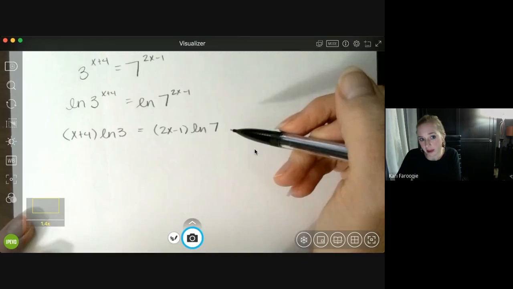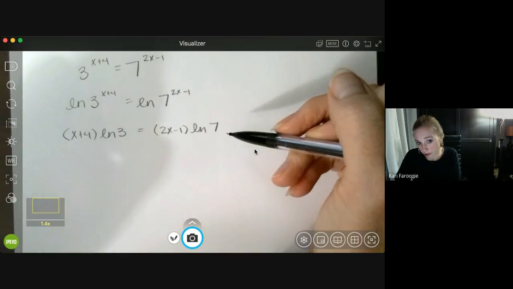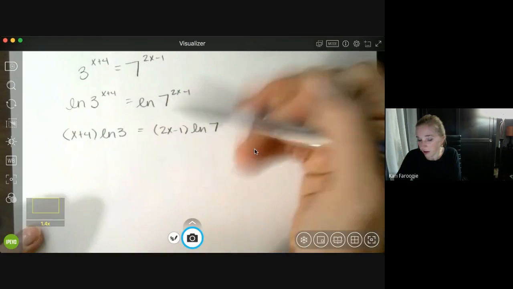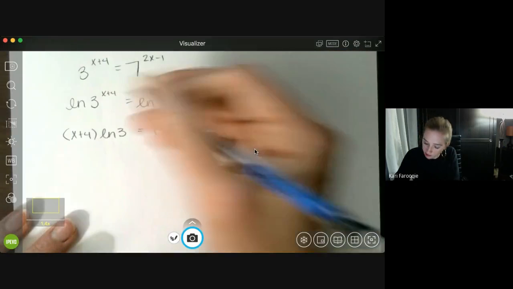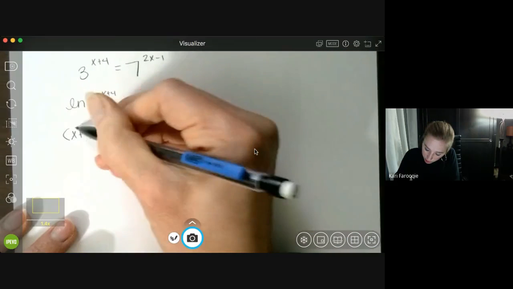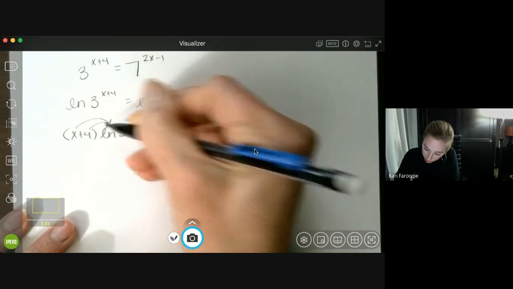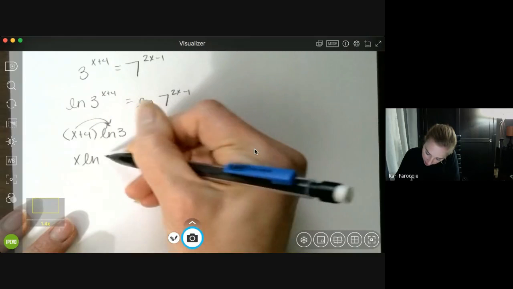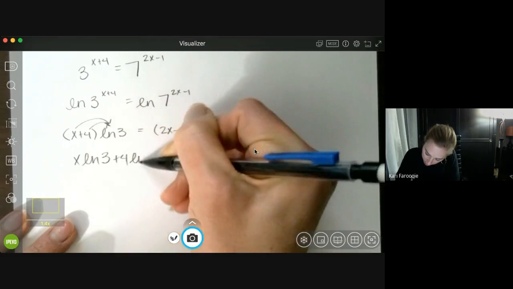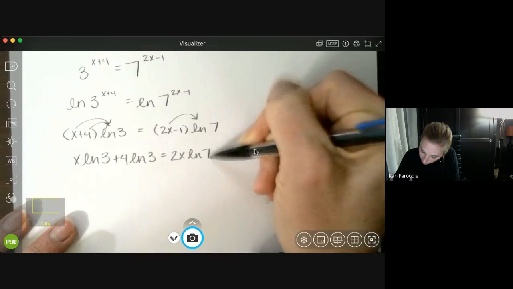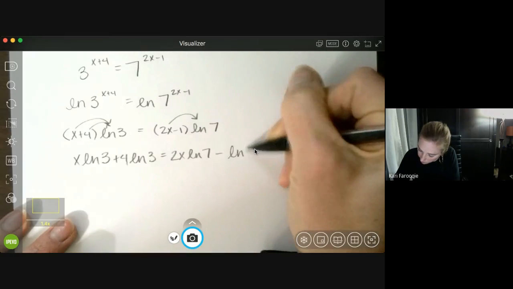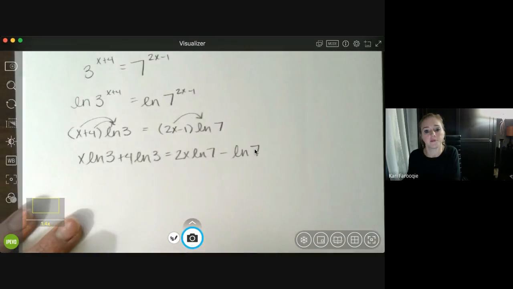Now that you've done that, remember your goal is to solve for x. You've got x's inside different expressions here, so we're going to need to split them up. Distribute these into your logarithms. So you'll have x ln 3 plus 4 ln 3 equals 2x ln 7 minus 1 ln 7.